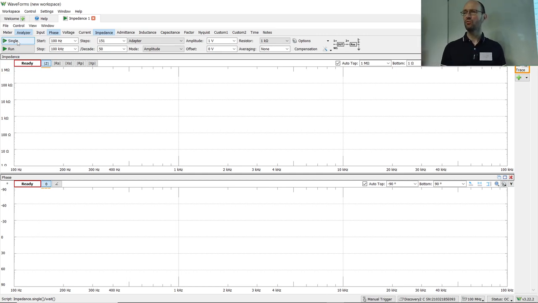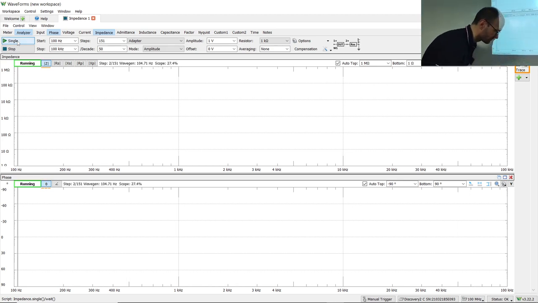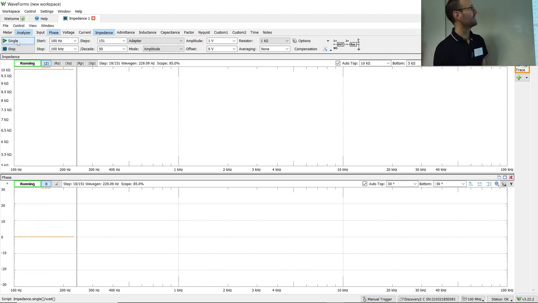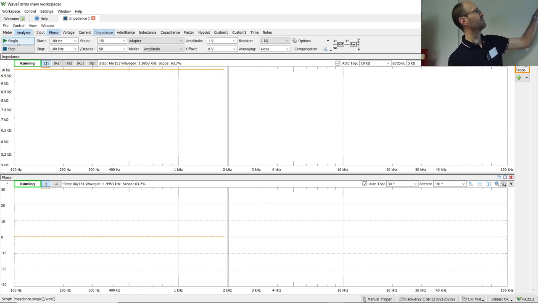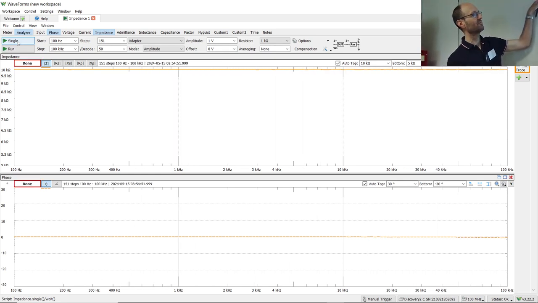So what would you expect as a curve if I measure the impedance of the resistor? It should be just a straight curve, right? So straight curve for the magnitude and straight curve for the phase, and the phase should be 0 degrees. So let's check it out. I will press start, and then you see how it's sweeping through the frequency range. And as mentioned, we get a straight curve, 10 kilo ohm and 0 degree phase.